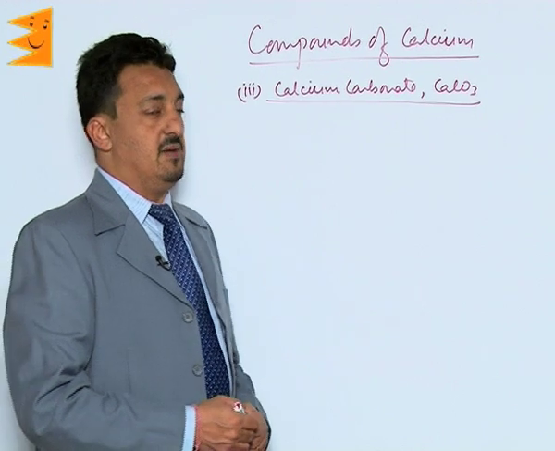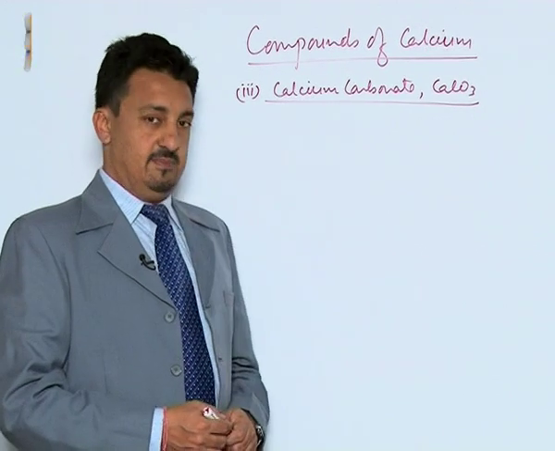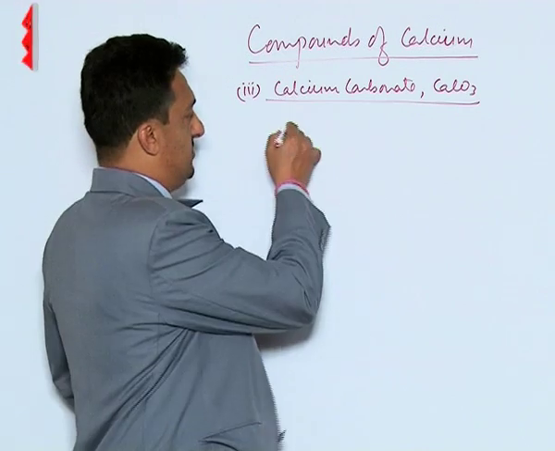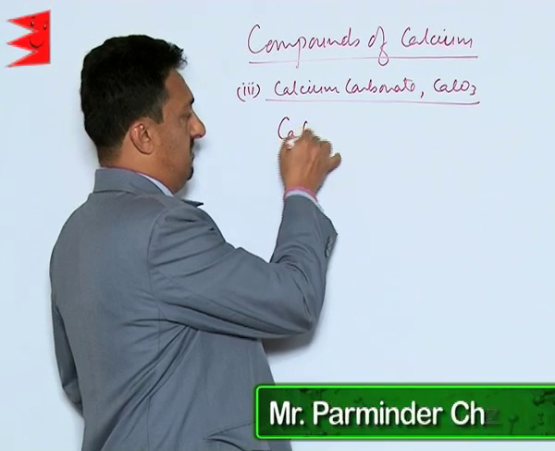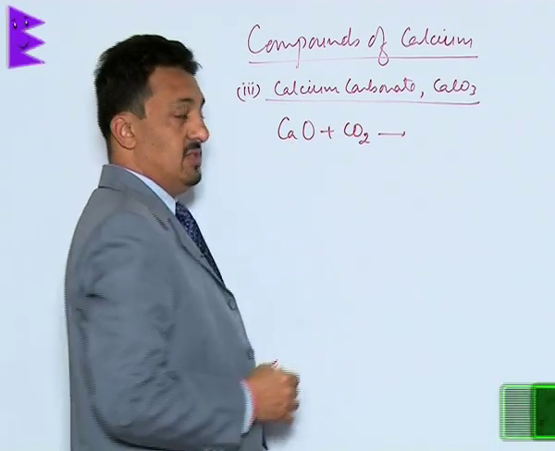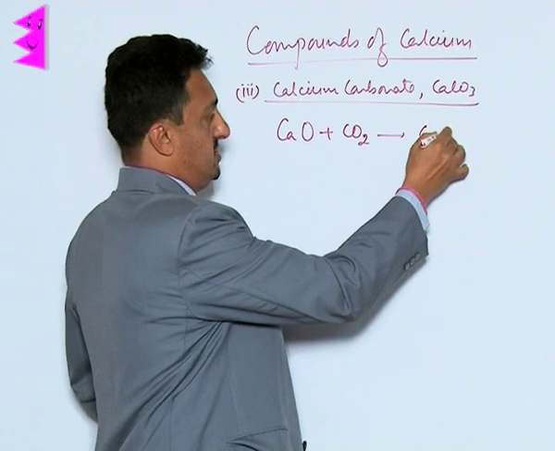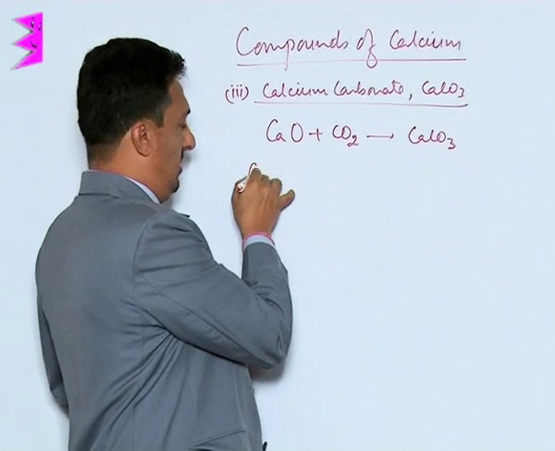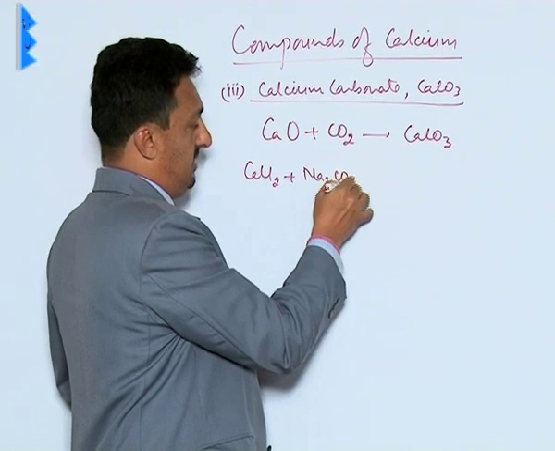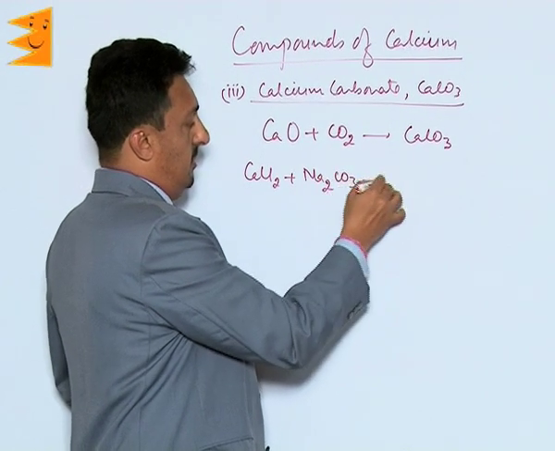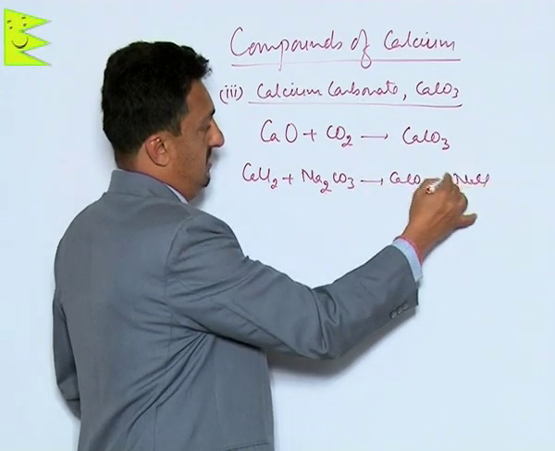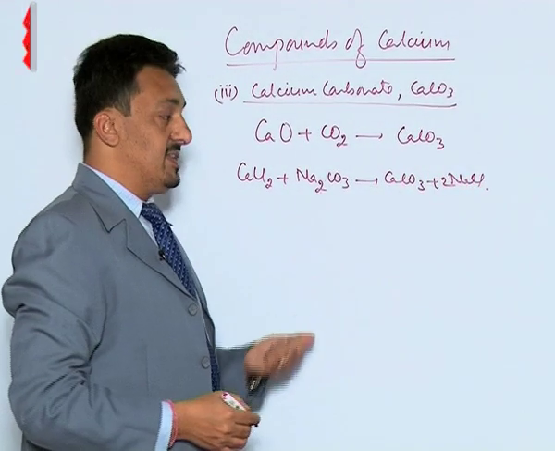Now let us see the next compound called calcium carbonate or lime. This calcium carbonate can be prepared by several methods. The easiest ones are by treating carbon dioxide with quicklime, which leads to the formation of calcium carbonate, or by reacting calcium chloride with sodium carbonate, which leads to the formation of calcium carbonate and NaCl. So this is how it can easily be prepared.